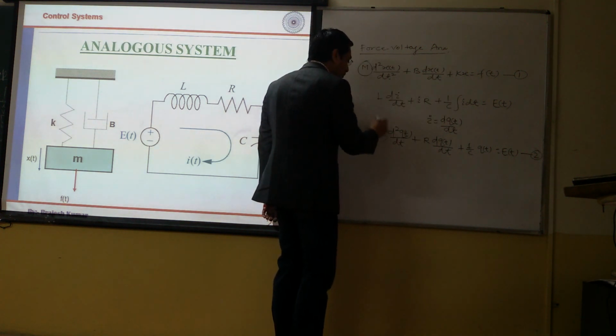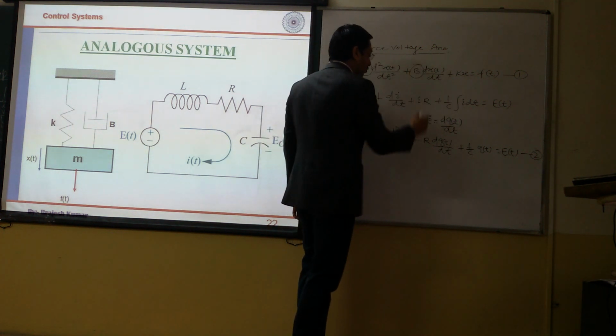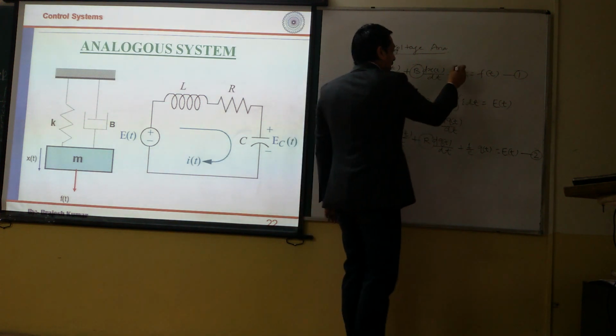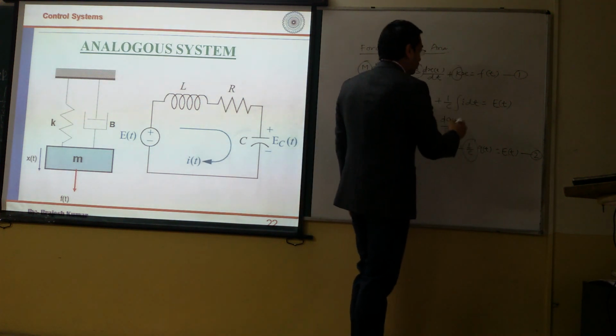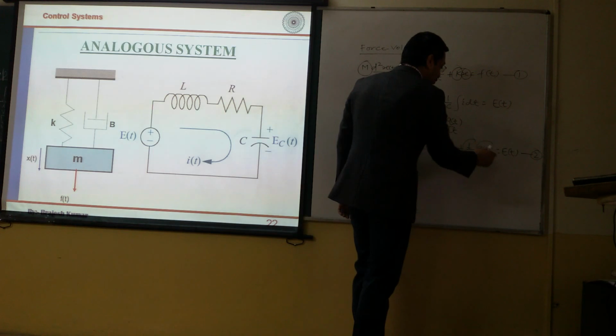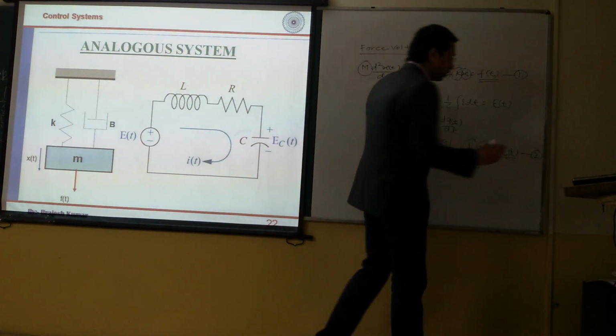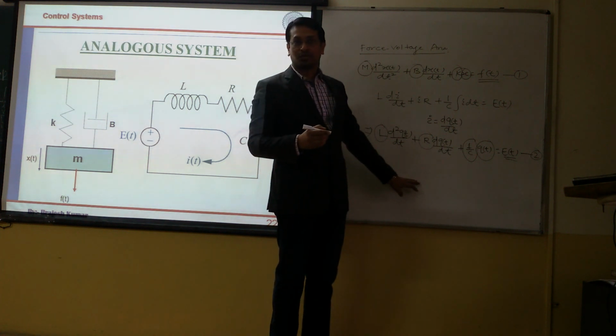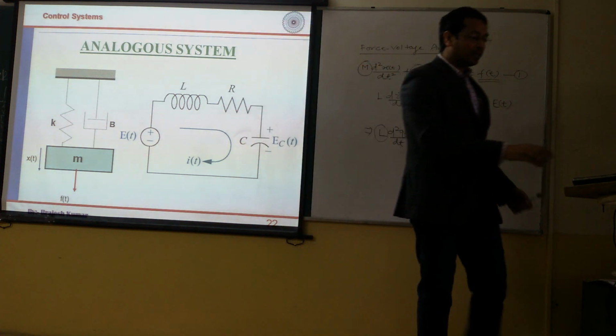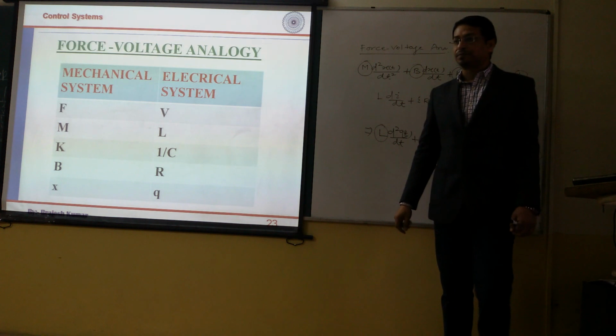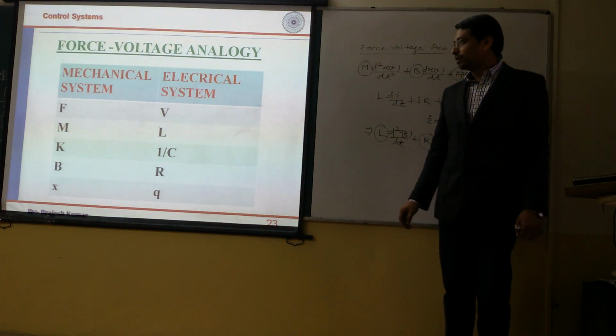This M will be equivalent to L, and likewise B will be equivalent to R, K will be equivalent to 1 upon C, X will be equivalent to q(t), and F(t) excitation will be equivalent to your applied voltage source. And likewise, you can complete the table and you will get this. Correct? Okay. No problem.